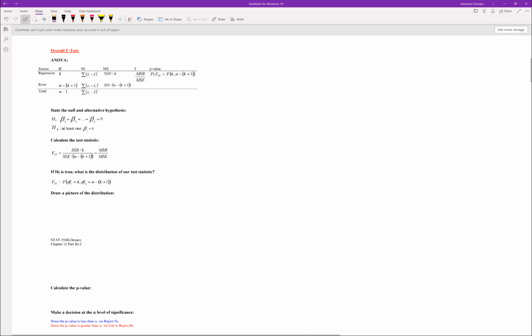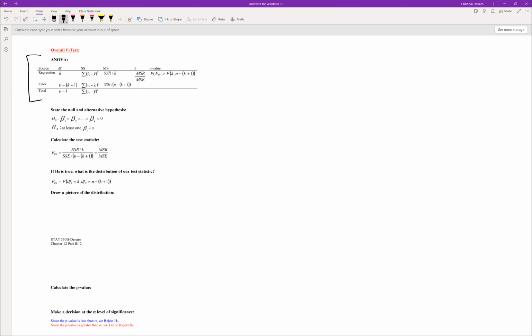In the overall F-test, we're going to test if all of the predictors taken together are predictive, or their slopes are equal to 0, versus at least one of those beta j's is not equal to 0. Essentially we can create an ANOVA table that will help us get our results. And here is our ANOVA table. We have the source being due to regression, due to error, or total.